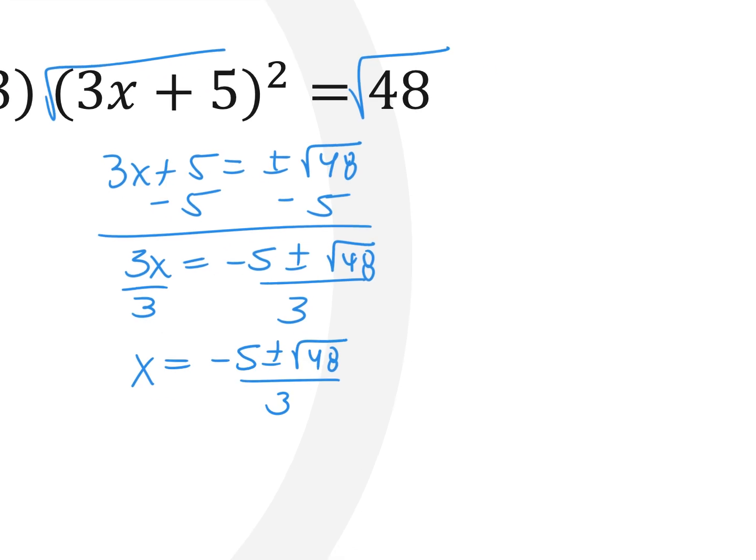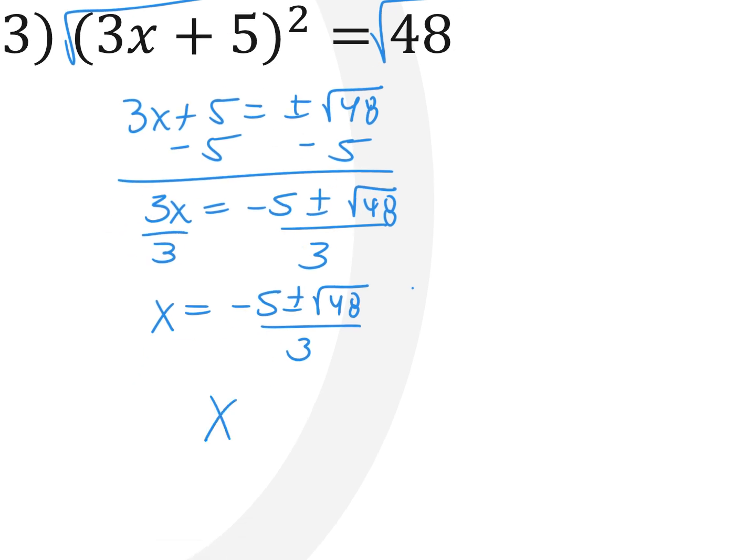Do I leave 48? What does that break down into? 16 and 3? So 4 square roots of 3. So x equals negative 5 plus or minus 4 square roots of 3 over 3.